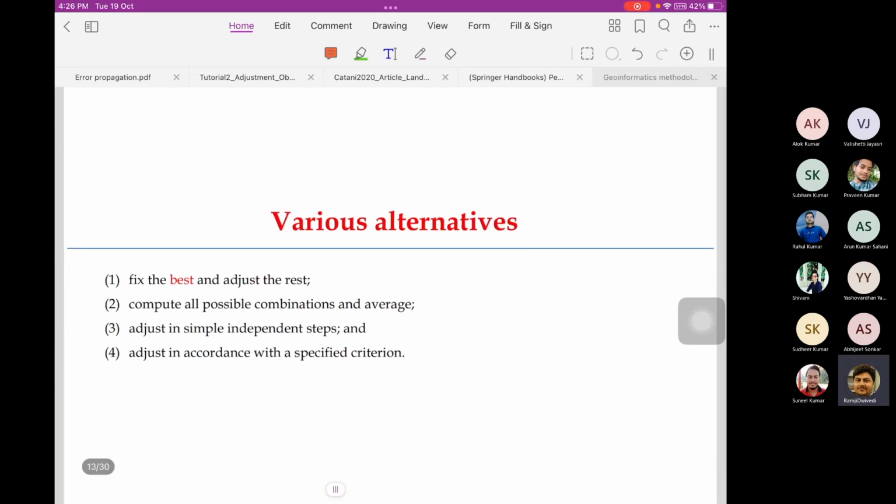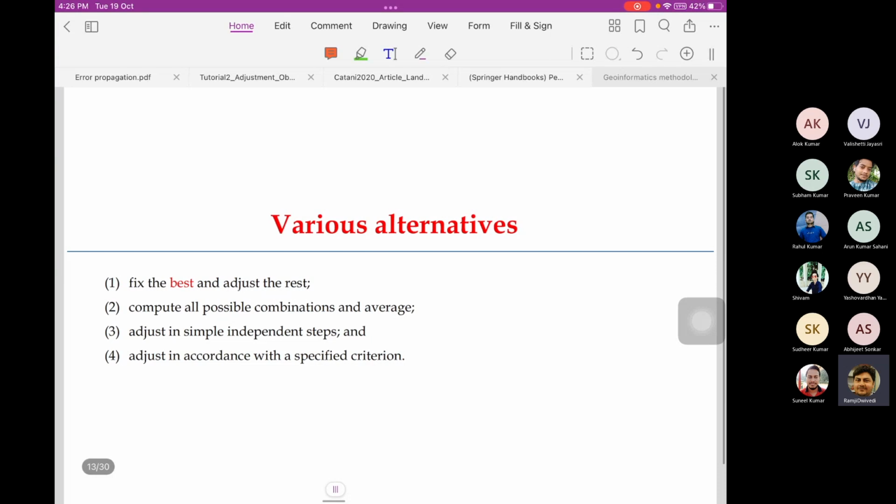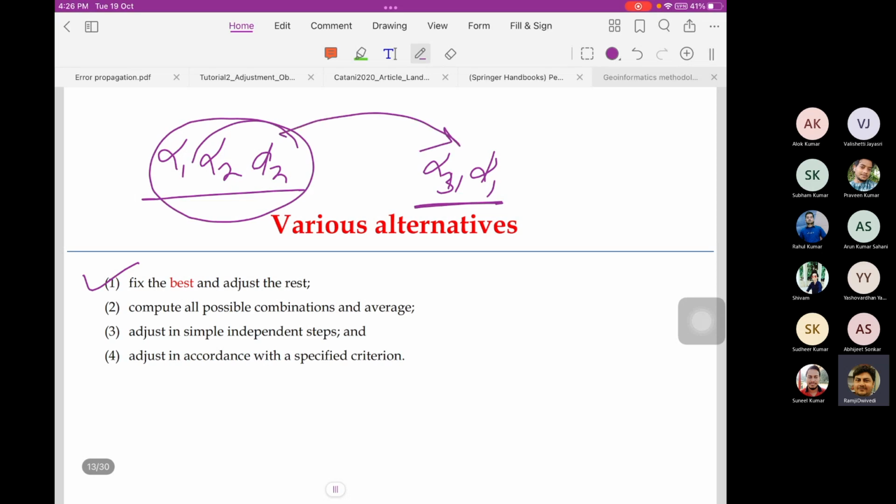Okay, what are the alternatives? The alternatives are, first, fix the best. These are the two solutions suggested from your side: fix the best, adjust the rest. Now you know that alpha 1, alpha 2 and D2 are the best, while alpha 3 and D1 are not good. So you fix the best, then you adjust the rest. Second, compute all possible combinations and average. That's true. That is one way. One of the solutions was given by a student, that you could go ahead and take the average.